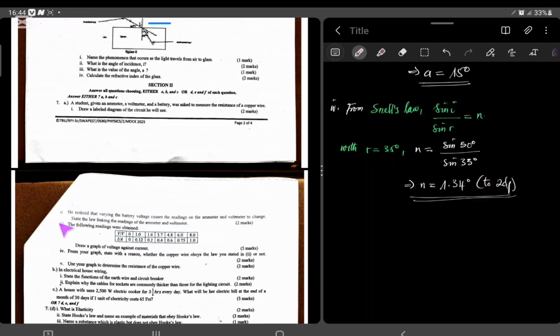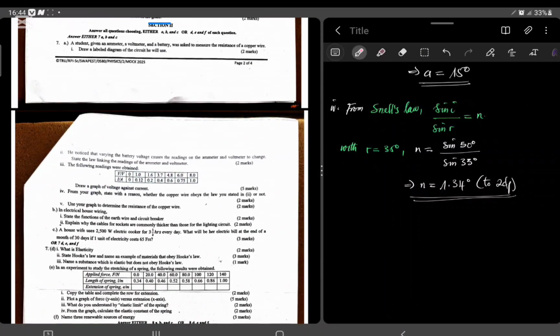That's for 2 marks. Roman 2. He noticed that varying the battery's voltage causes the readings on the ammeter and the voltmeter to change. State the law linking the readings of the ammeter and the voltmeter, for 2 marks. In Roman 3, the following readings were obtained. So our values of voltage against values of current, probably from the voltmeter and the ammeter. Draw a graph of voltage against current. That's for 5 marks. Roman 4. From your graph, state with a reason whether the copper wire obeys the law you stated in Roman 2 or not. And 5. Use your graph to determine the resistance of the copper wire.